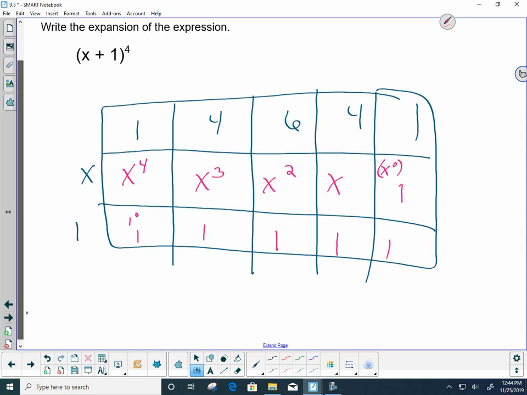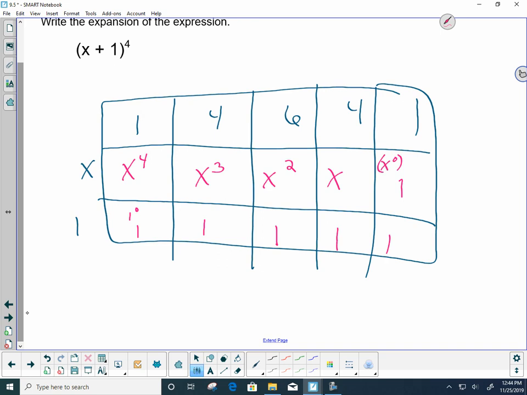So when I find my final answers, I multiply 1 times x to the 4th times 1, I get x to the 4th, plus 4 times x to the 3rd times 1, 4x to the 3rd, plus 6 times x squared times 1, 6x squared, plus 4 times x, 4x, and then 1 times 1 times 1 is 1. So this is equal to (x + 1) to the 4th power.